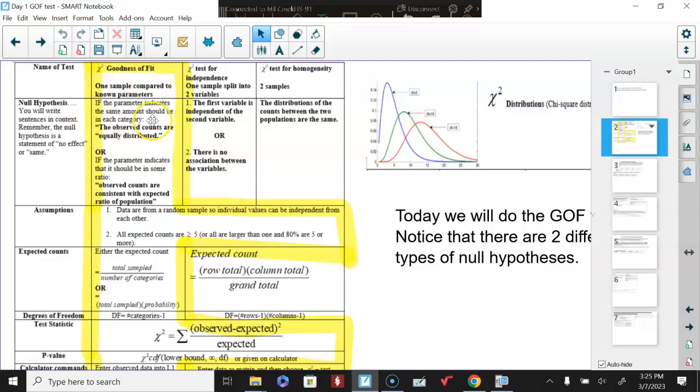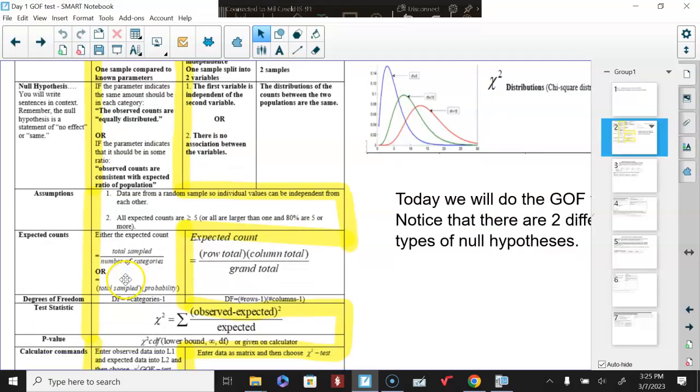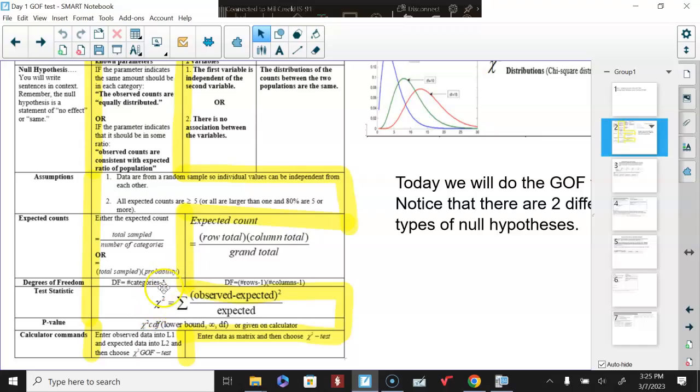And the first problem, our null hypothesis, will be similar to this first one that says the observed counts are equally distributed. The assumptions: we're going to make sure we've got a random sample. Our expected counts are all bigger than 5. We're going to find our expected counts by taking the total frequencies and dividing by the number of categories. Degrees of freedom will be categories minus 1. We're going to compute our test statistic by taking the sum of our observed minus expected counts squared over expected.